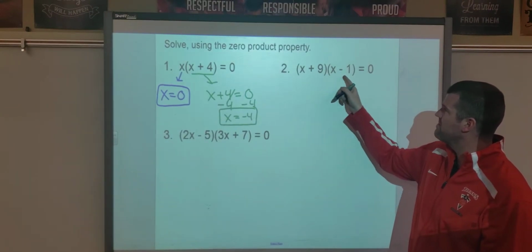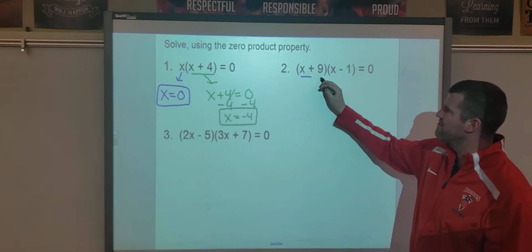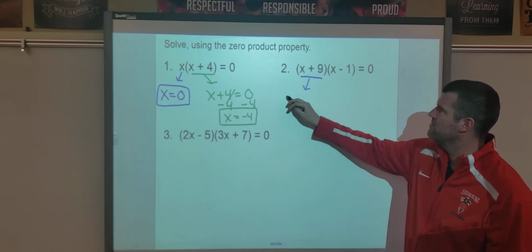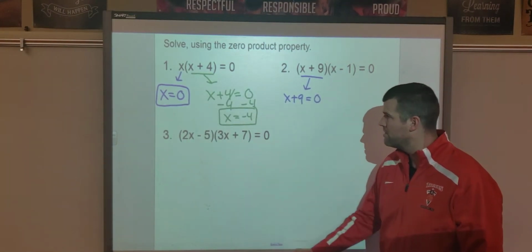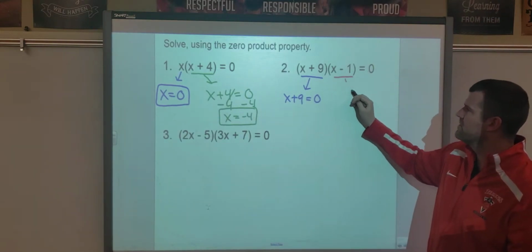Same thing here. If this times this equals 0, either this factor equals 0, so I do x plus 9 equals 0, or this factor equals 0.